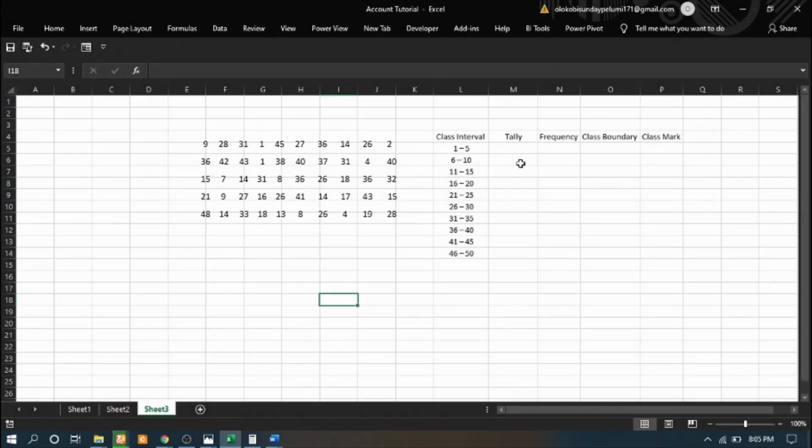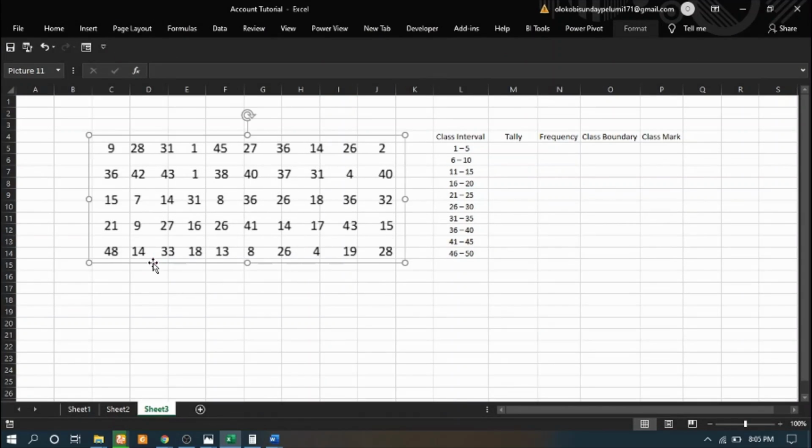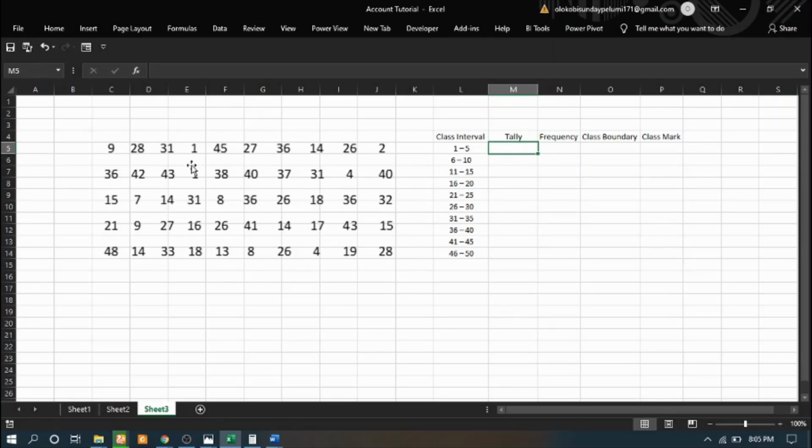It's very easy. So we have these scores, and these are the intervals. So just create an interval. That is very easy: from 1 to 5, 6 to 10, 11 to 15, according to the question. So we have been given the class interval already. So now let's carry out the tasks. Here we have 1, just by putting one stroke.